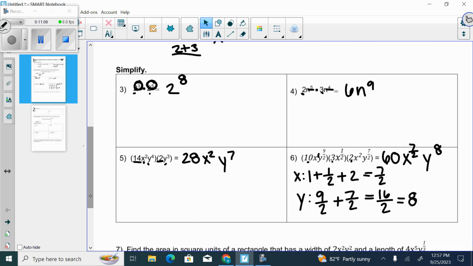I do not recommend you trying to add these without your calculator. Just type it in your calculator just to be sure. Okay? y to the 8th. We're done.